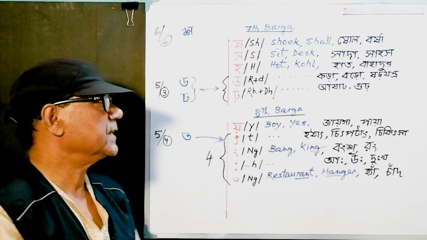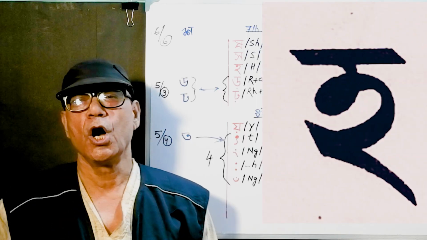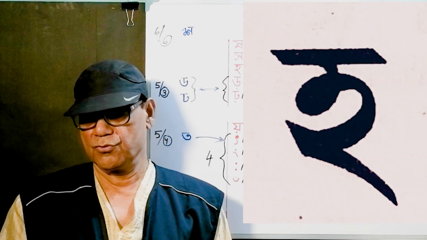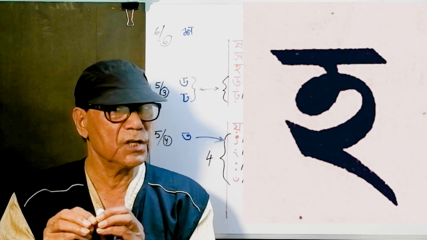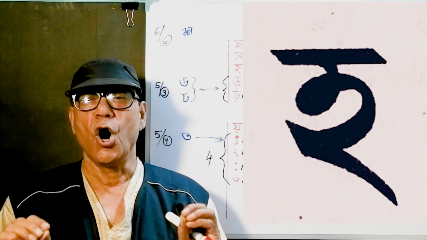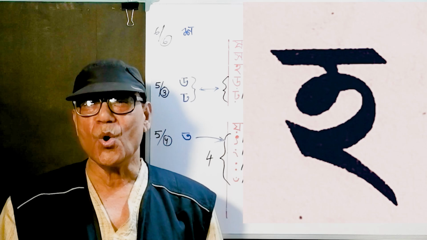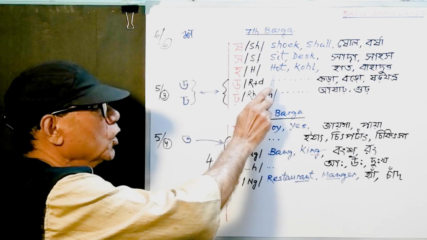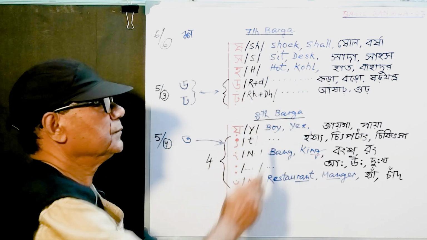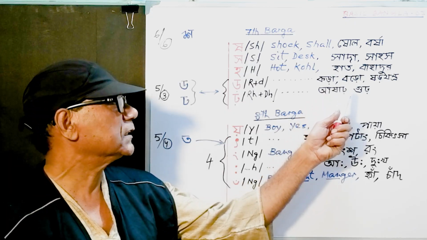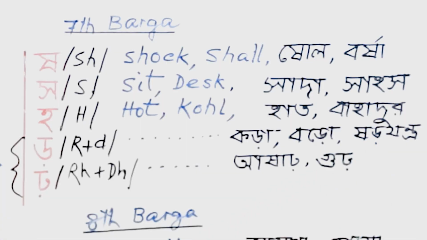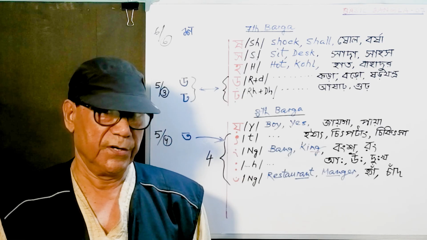Then the third letter of this varga is Ha. Ha is an aspirant sound. When the wind comes from inside your mouth, no obstruction is there. Ha, ha, ho, hot, hall. Then Hath. Hath means hand. Then Bahadur. Bahadur is a very able person in doing something, a very skillful person.